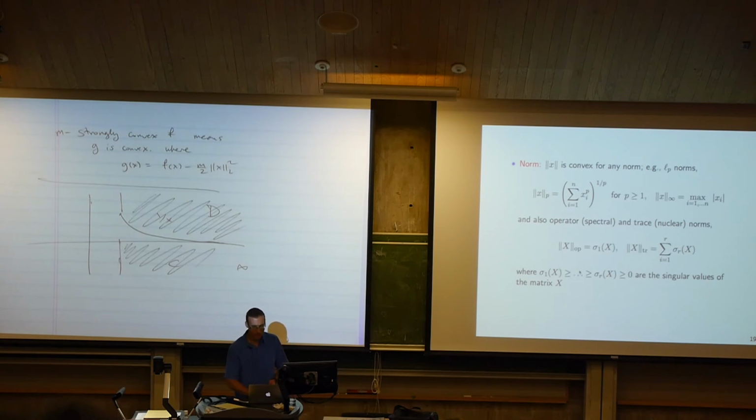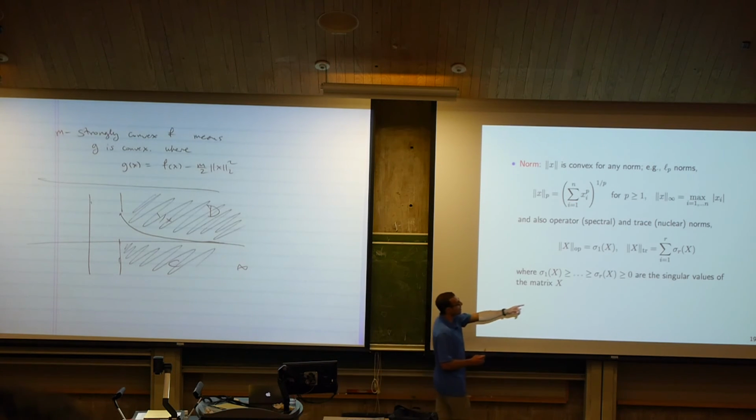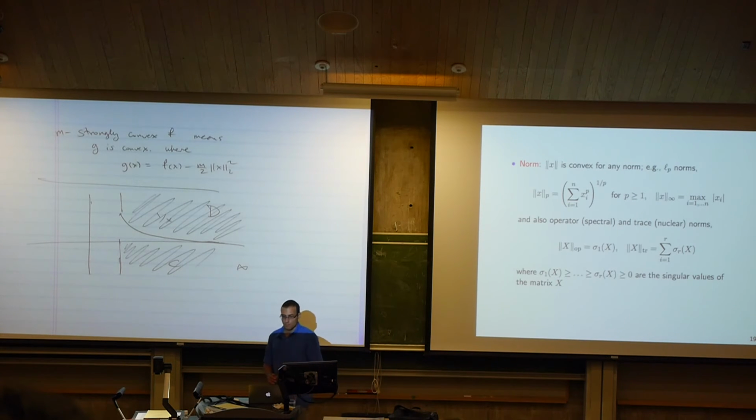Also, a little bit later on, there'll be some important norms over matrices that we'll use. The two that we'll pay a lot of attention to are the trace norm and the operator norm. But I'm just going to pass by those real quickly now, because we won't be too concerned with them for at least a little bit.